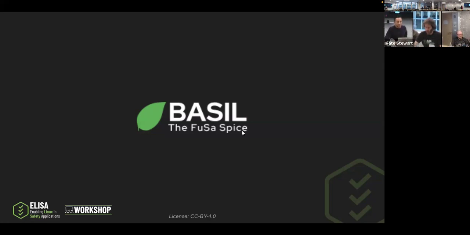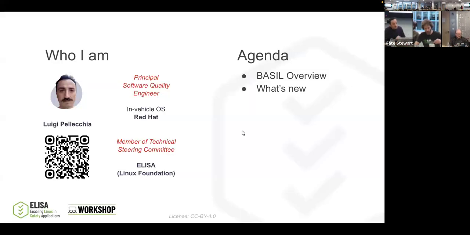Hello, everyone again. This talk is about BASIL, the functional safety spice is the name of this tool. The agenda is a quick overview of the tool for the ones who see it for the first time, and then some list of updates and new features that have been developed in the last few weeks, and a proposal to create a standardization about traceability. So let's see quickly the updates, and then we'll focus on this topic.